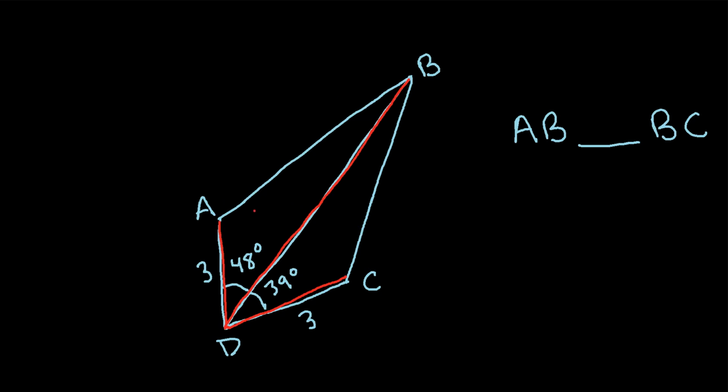Well, according to the Hinge theorem, when these two triangles share two of the same sides, the one with the larger included angle should have the larger third side. Here we can see that the included angle on this triangle is 48 degrees, while the included angle on this one is 39 degrees. So the one with the larger included angle, this 48 degrees, should have a larger corresponding third side. So AB should be larger than BC. We'll go ahead and write AB is larger than BC. So those were just a few examples of how to use the Hinge theorem along with its converse.